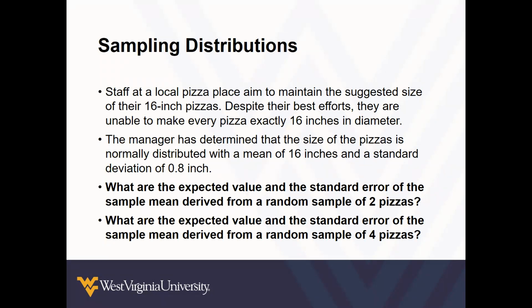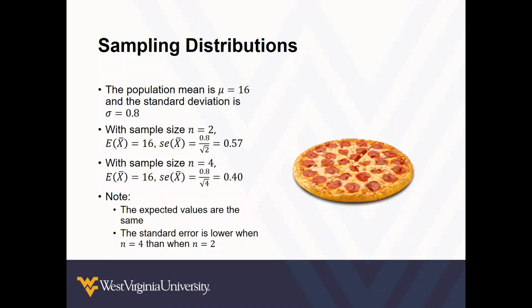With this information, what are the expected value and standard error of the sample mean derived from a random sample of 2 pizzas? Or how about 4 pizzas? The important information to pull from the previous slide is the population mean and the standard deviation. As we learned earlier, the sample mean should be the same as the expected value, and that's a characteristic of an unbiased estimator. So regardless of the sample size, the sample mean should be 16.